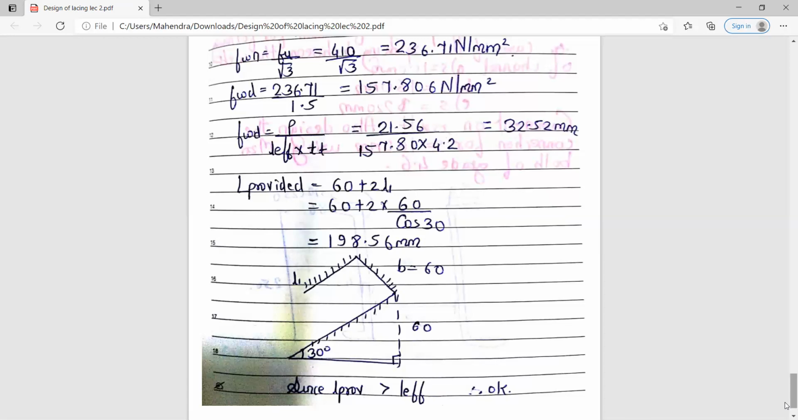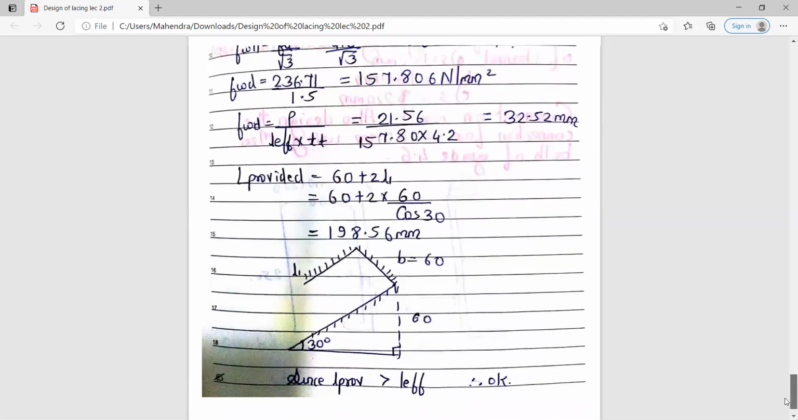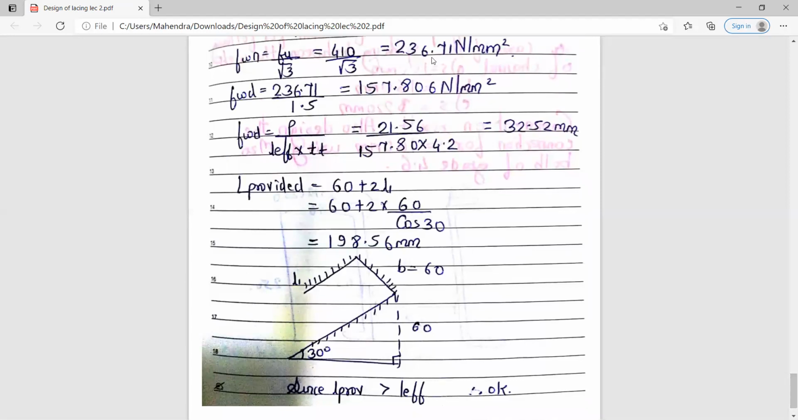So here we have completed the design of the lacing system for the bolted as well as for the welded connections. I hope everyone understood up till here. Any doubts?